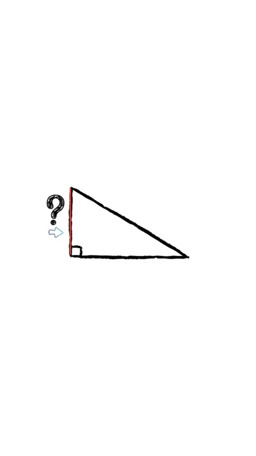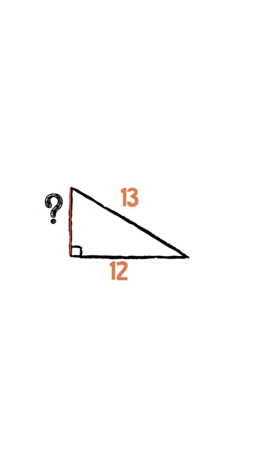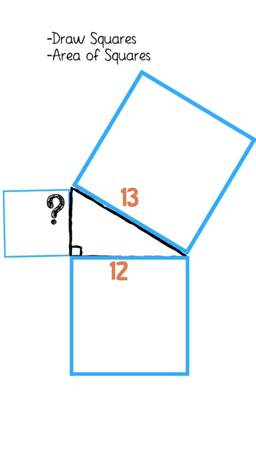Let's say we have a right triangle and the hypotenuse is 13 and one of the legs is 12. But we don't know the length of this side here. Do you remember the steps that we do? Number 1, we draw squares on the sides. Then we find the areas of the squares that we can. So 13 times itself, 169 inches squared. 12 times itself, that's 144 inches squared.